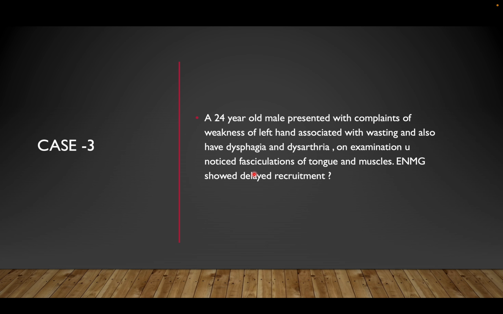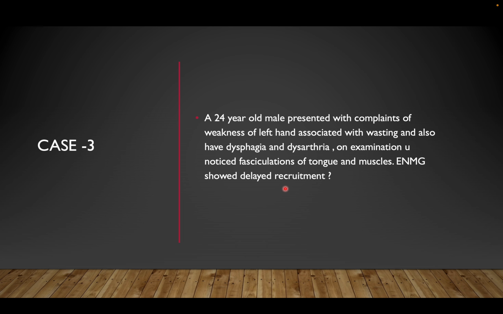But what is the significance of ENMG showing delayed recruitment? What happens in ALS is that the nerves die. So if there is no nerve supply to the muscle, there won't be any recruitment of muscle. So when you do ENMG, there won't be recruitment of muscle. That is suggestive of significant nerve damage. That is one of the things suggestive of ALS, that is motor neuron disease, where delayed recruitment is there.